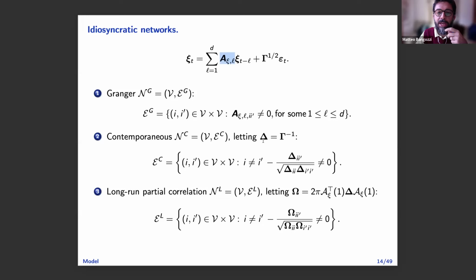The contemporaneous one is based on the inverse of the covariance matrix of the innovations, which, to make it a correlation, you have to transform with this minus in front. But basically, if delta i i prime is different from 0, then also this term is different from 0, and you will have an edge in this other set. Then combining the 2, you will have this matrix omega, and from omega you can build a partial correlation by the same kind of rescaling and the same reasoning. We have E of L, which is the long-run partial correlation network edge set.